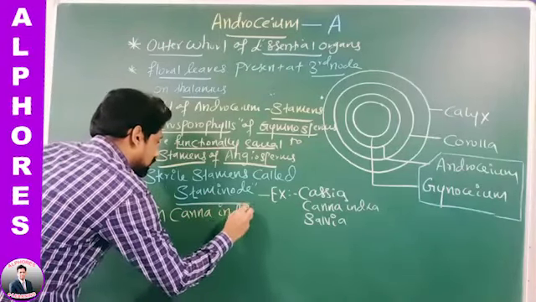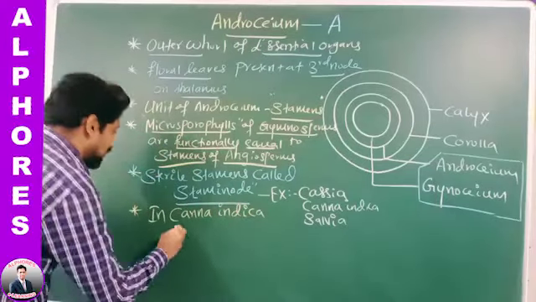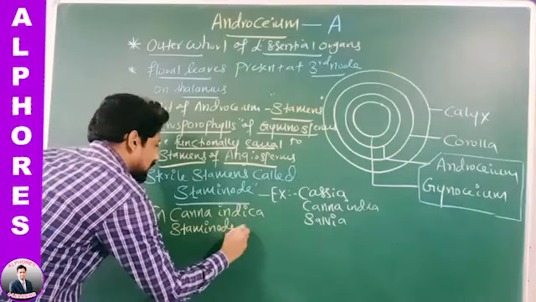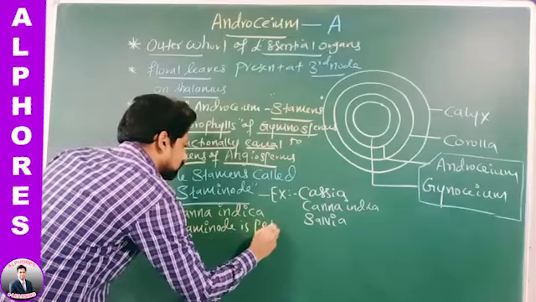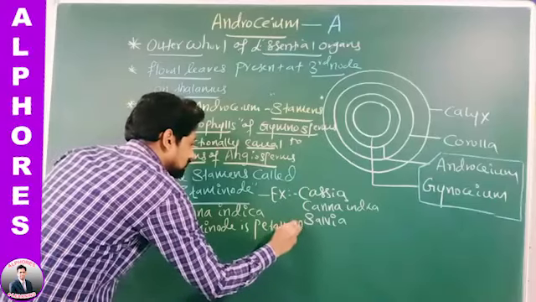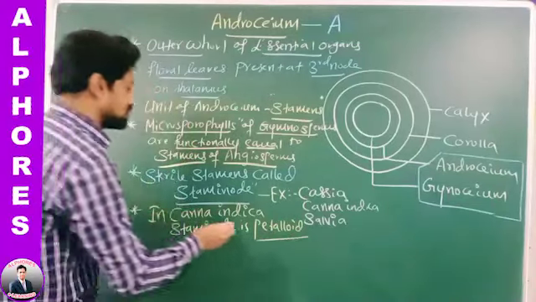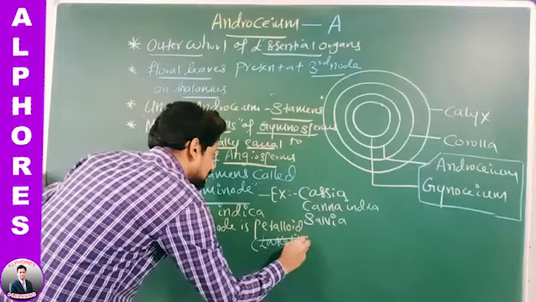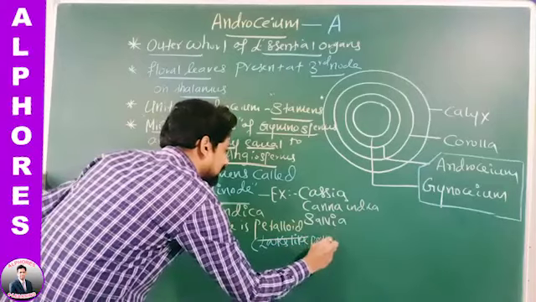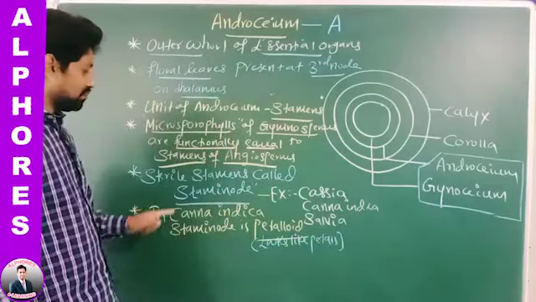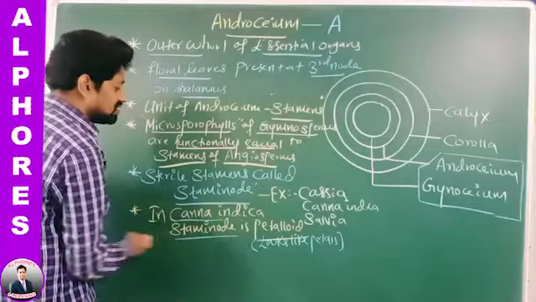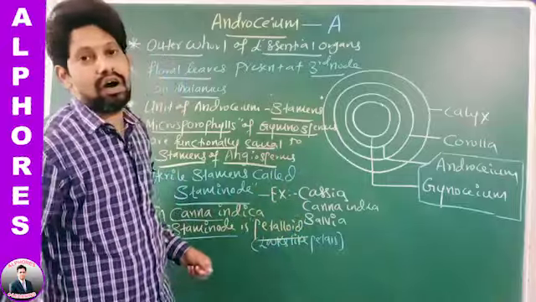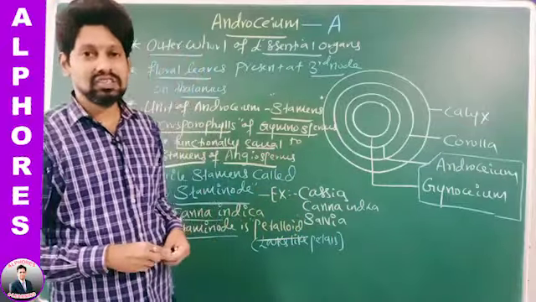In Canna indica, the staminode is a petaloid. What is the meaning of petaloid? Petaloid means looks like petals. In Canna indica, the sterile stamens, that is the staminodes, look like petals. So we are calling it petaloid, right?